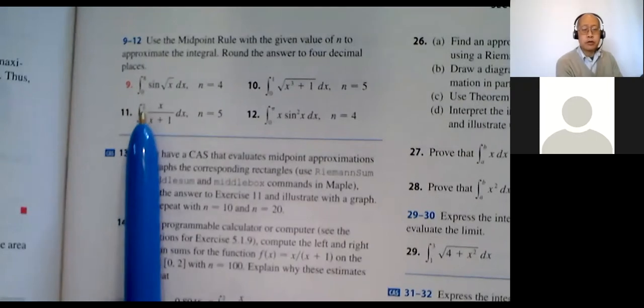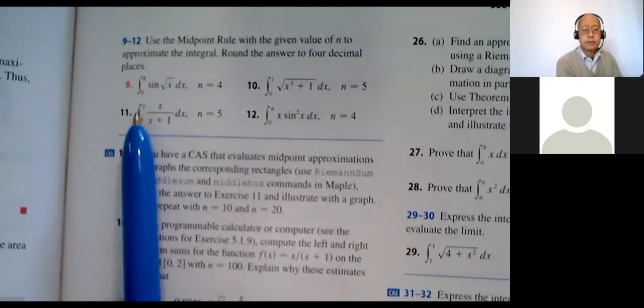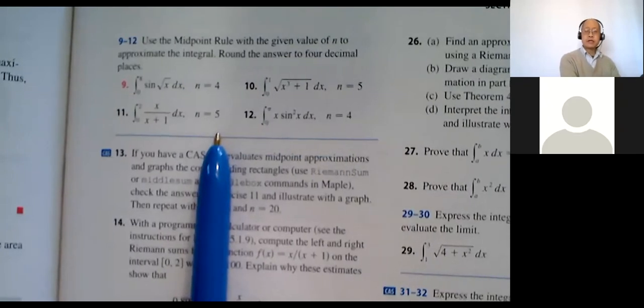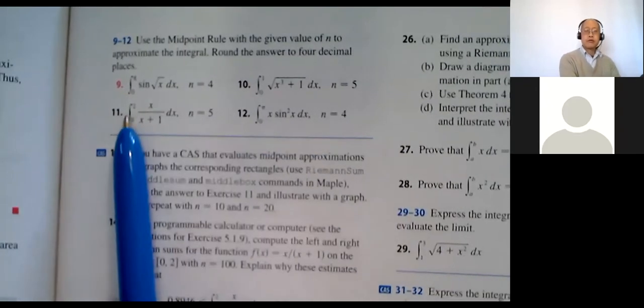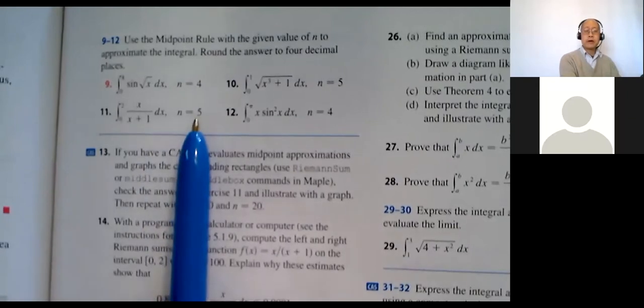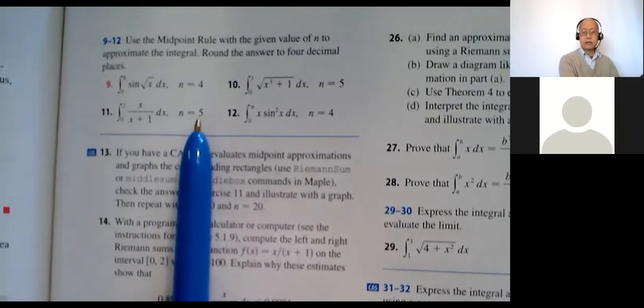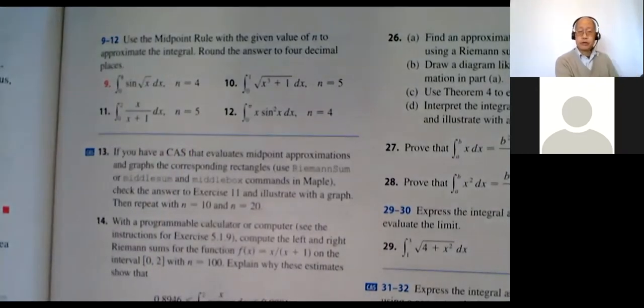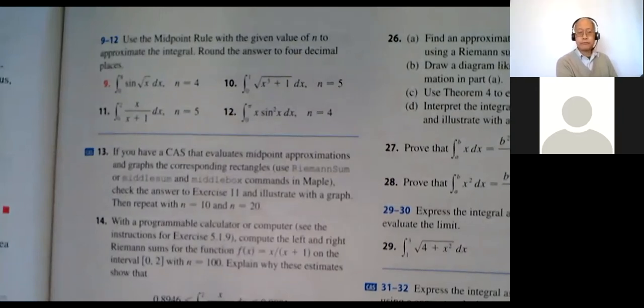Okay, integral from 0 to 2, 2 units, divided into 5 pieces. Okay, so think, what is my delta x? From 0 to 2, chop it up into 5 pieces. How much is my delta x? 2 divided by 5, 2/5 or 0.4.